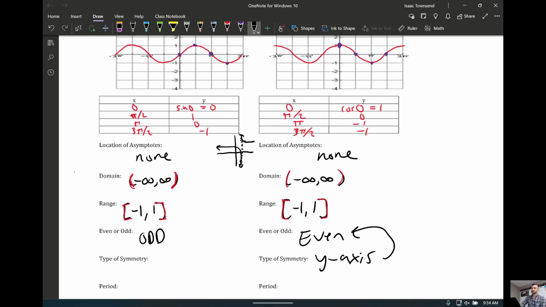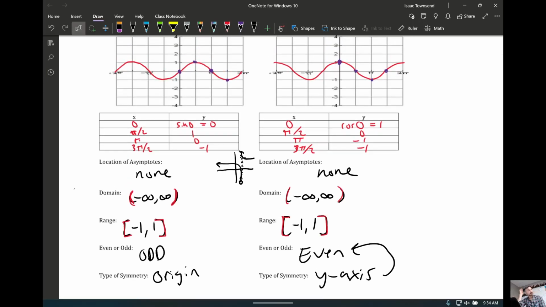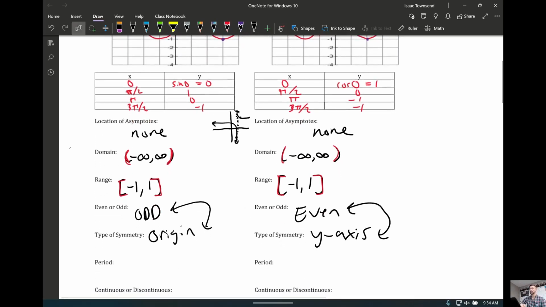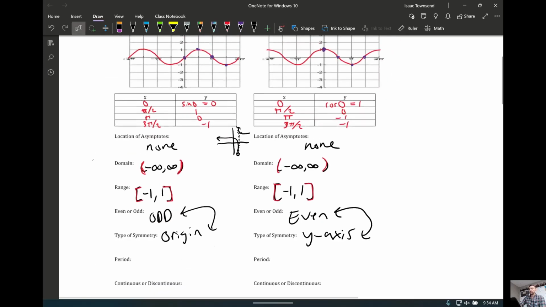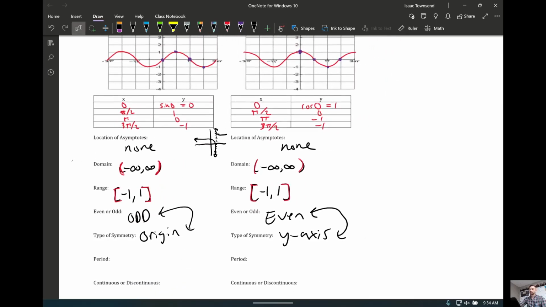Whereas odd functions are symmetric to the origin, which means that it has 180-degree rotation. If you take the sine graph, take a mental snapshot of it, turn it exactly upside down, it still looks the same. That is a characteristic of an odd function. So to me, these two questions are really kind of going together. Okay, period represents how much space you need to see the full graph. And so with the parent functions, those are both 2 pi.